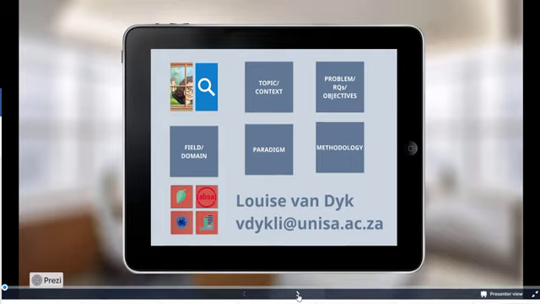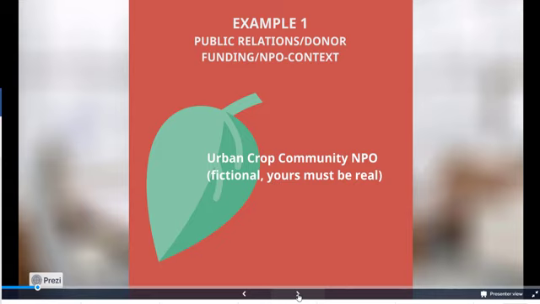But the 3 examples: the first one is an example of a non-profit context within the field of public relations or the area of donor relations and fundraising, that type of example. It's a fictional organization, Urban Crop Community. Remember, you have to use a real one, but I just used Urban Crop Community from a past module.